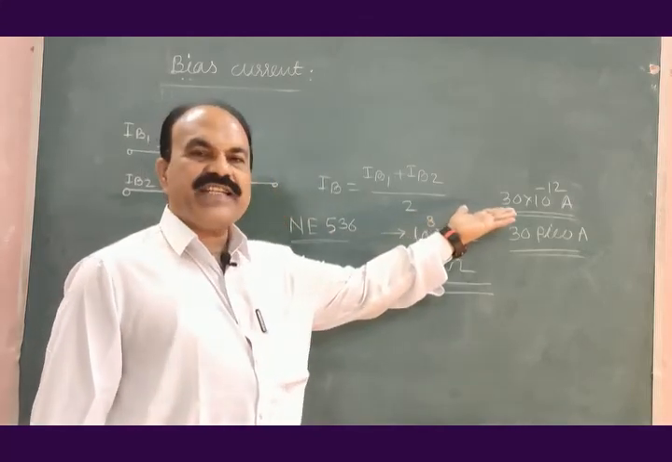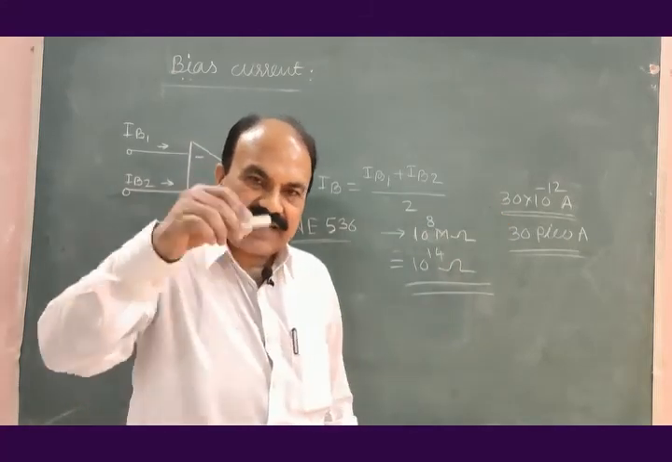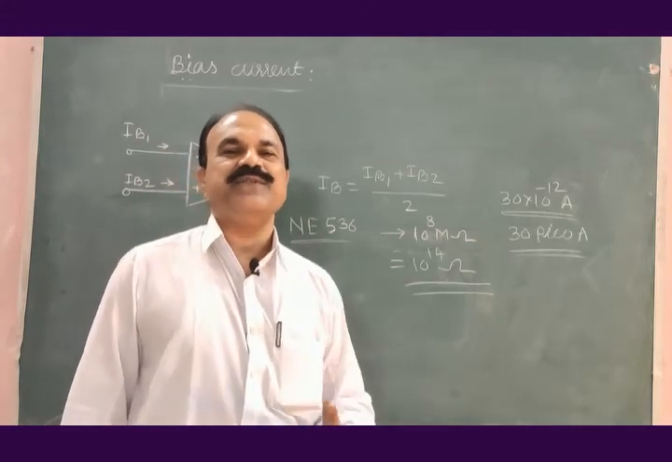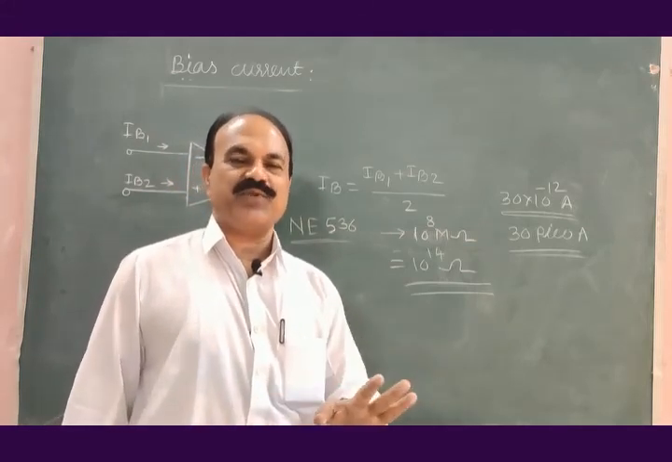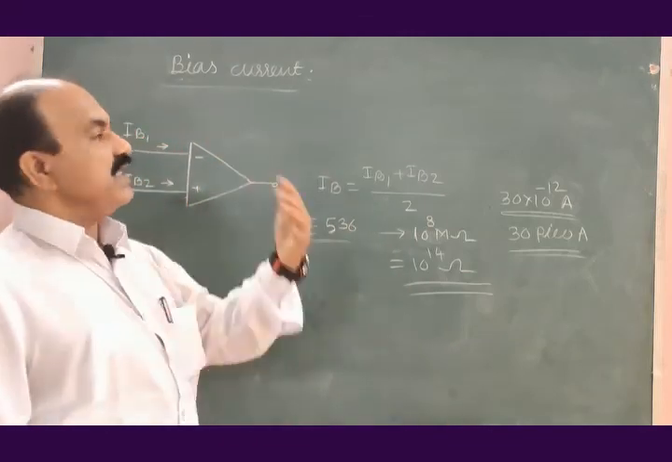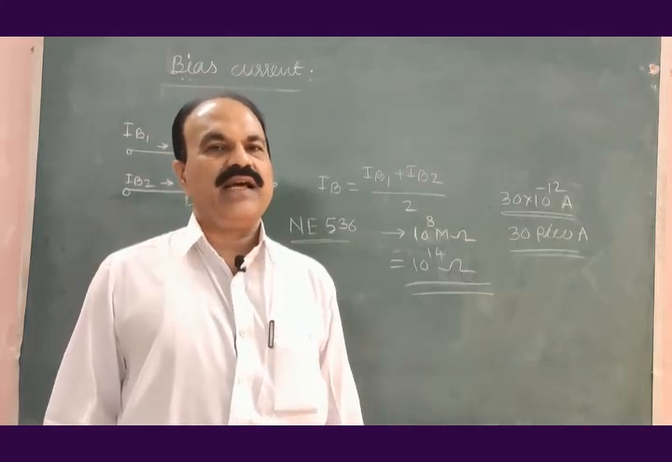If we write this in decimal, it will be 0.10 times 0, then 30 ampere. Imagine how small, very, very small, just negligibly small. Okay, so this is what about the bias current of an operational amplifier.